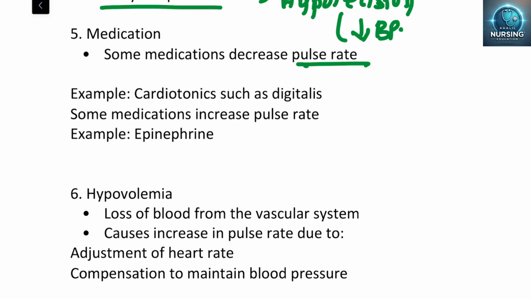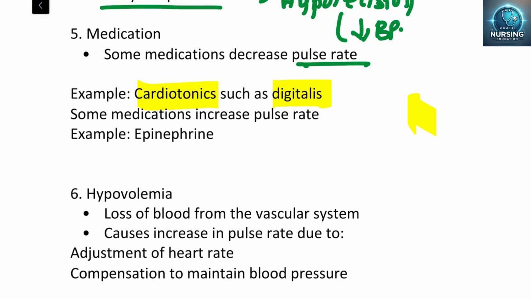Some medications like cardiotonics like digitalis will increase the force of contraction. Okay, force of contraction is different, heart rate is different, don't confuse. Digitalis will be given whenever a cardiac patient is there. Some will decrease the heart rate.